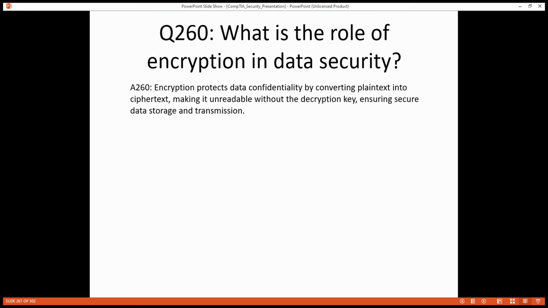Q260. What is the role of encryption in data security? A260. Encryption protects data confidentiality by converting plaintext into ciphertext, making it unreadable without the decryption key, ensuring secure data storage and transmission.